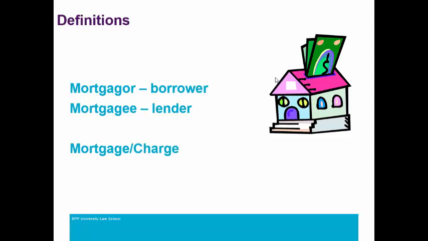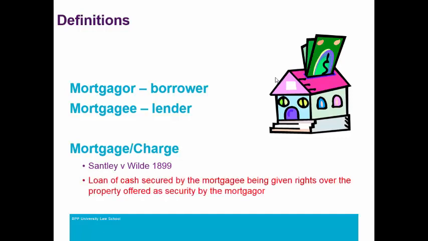The term mortgage or charge is interchangeable, but I'll start by going through an old-fashioned definition of a mortgage. Santley and Wild in 1899 says that a mortgage is a conveyance of land, so a transfer of land, as security for the payment of debt or discharge of another obligation. In more modern terms, it's a loan of cash which is secured by the mortgagee being granted rights over the property as security.